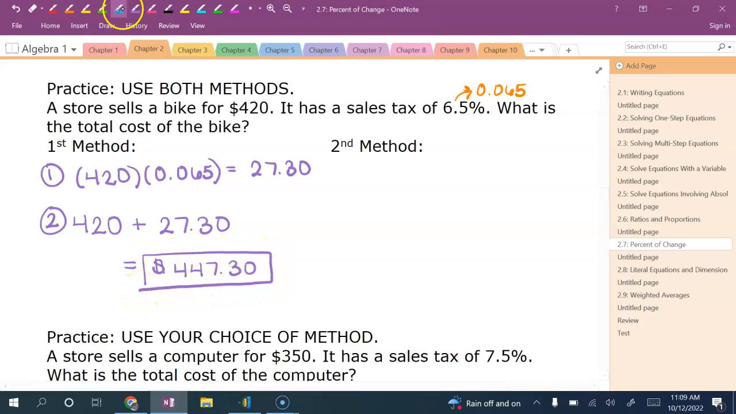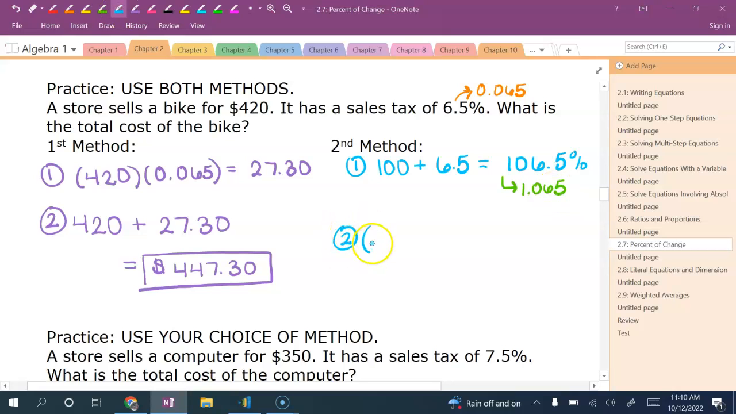Now the second method, we would start by taking 100 plus that 6.5% to get a new percentage, 106.5, which again, that's the same thing as 1.065 as a decimal. Then you're going to take the cost of the bike, $420, and you're going to multiply to that 1.065, and that should get you that $447.30.